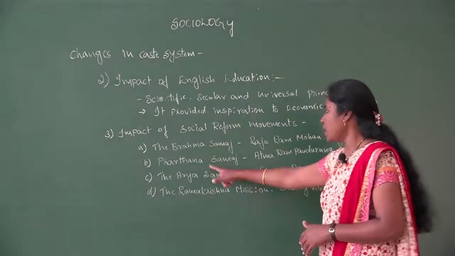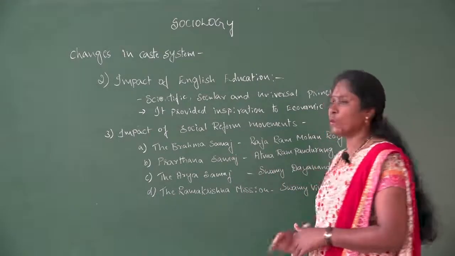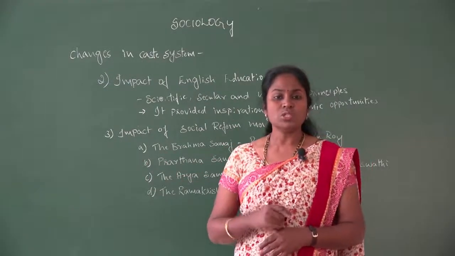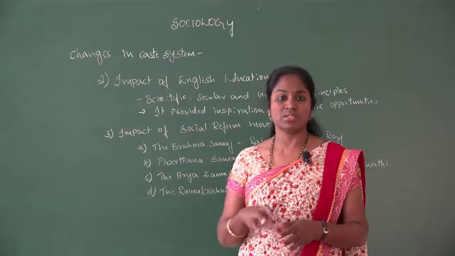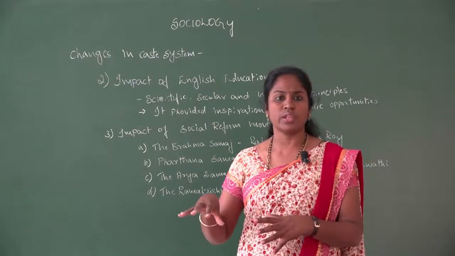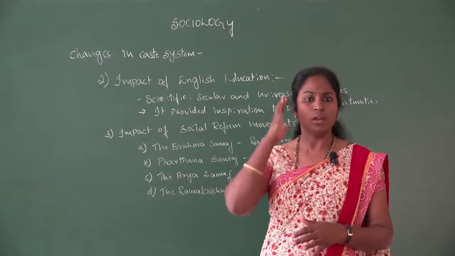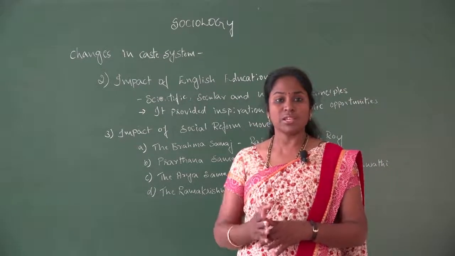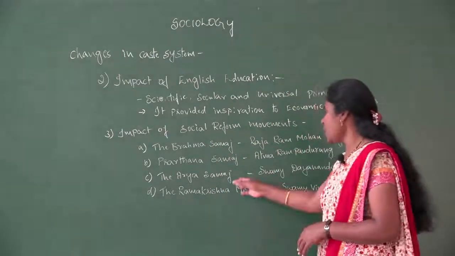Then next one, Prarthana Samaj. So the founder of Prarthana Samaj is Atmaram Panduranga. He also wanted to change the system we had, especially the caste system. We can see that people blindly used to believe whatever rituals were there. So his main idea was to educate the people. If they get education, then the mindset of the people will change. That was the idea.